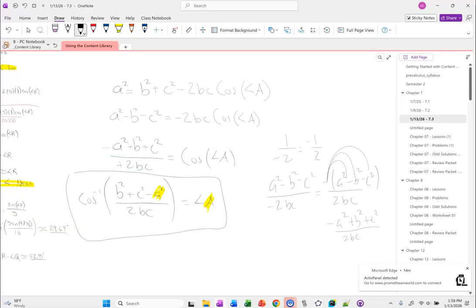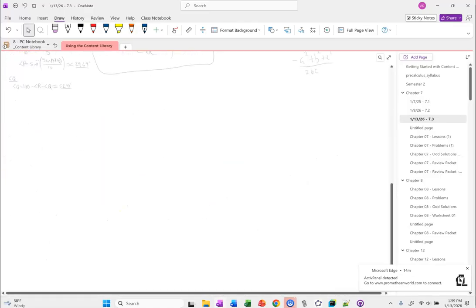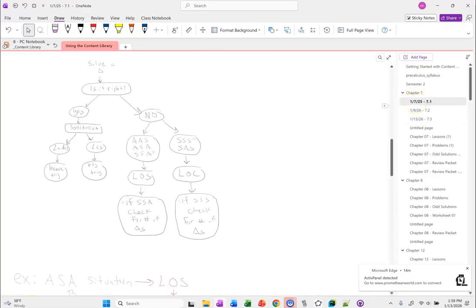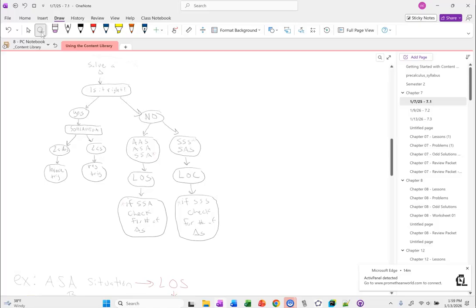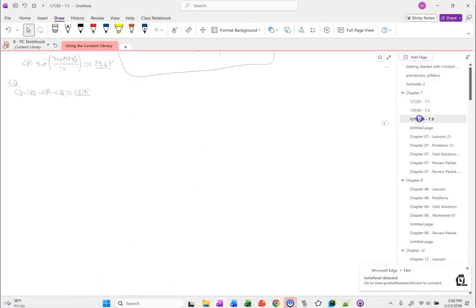You feel okay about law of sines, or these law of cosines problems? Again, fairly straightforward in comparison to that side-side-angle case. What I want to do now, as our final thing today, is consolidate these flow charts that we've built over the last couple of days into one big flow chart.